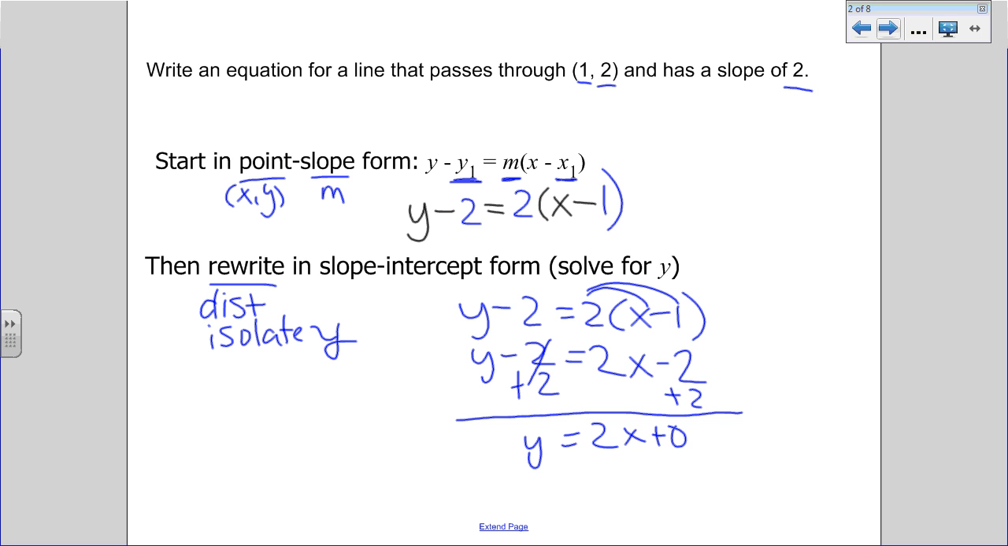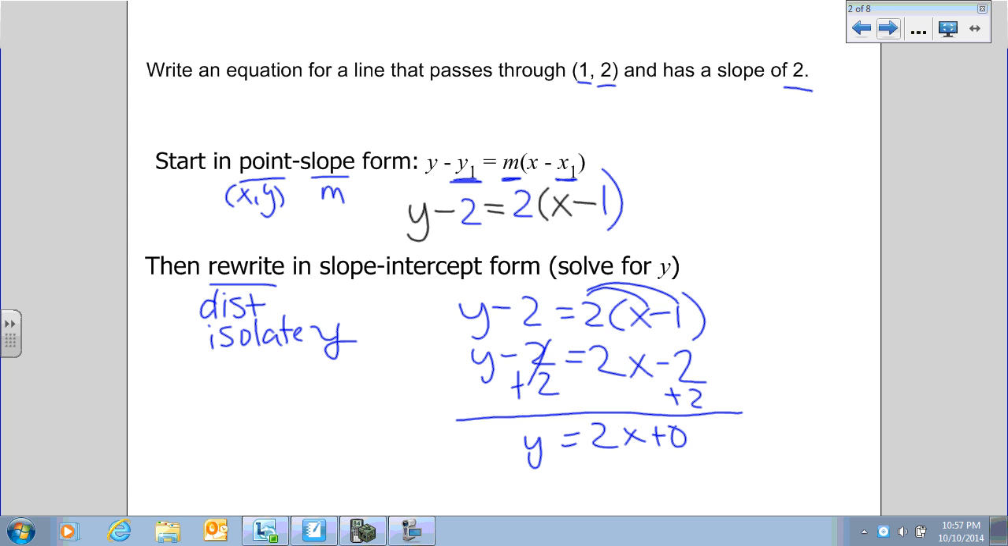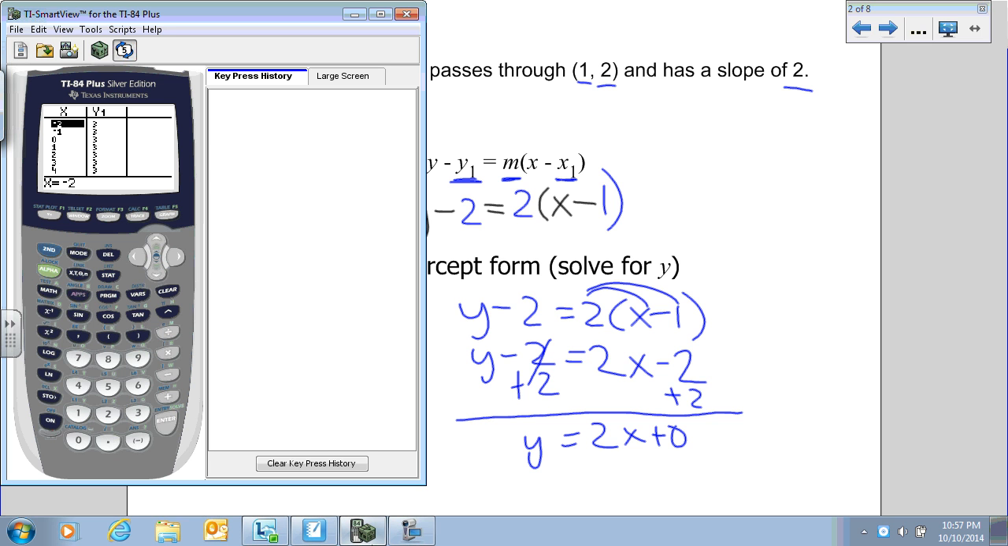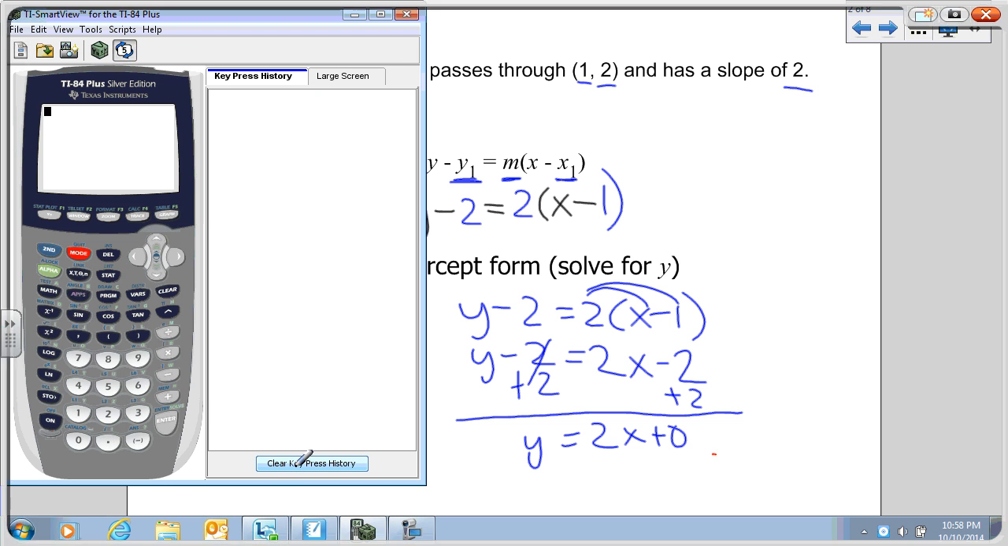Well, in math, we like to have a way to verify our work. That's one of the reasons I love math. We can usually prove our answer is correct. And so one way of doing that is by taking a look at the calculator. So we're going to get out of this screen right here. Let's see, we'll clear the key history. So what you want to do is take this equation, y equals 2x plus 0, and check and see, does it go through this ordered pair?